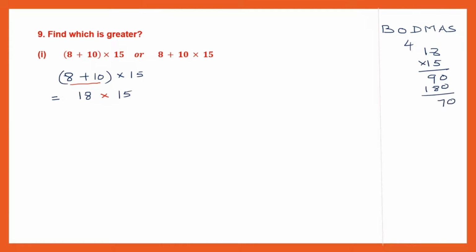0, 8 plus 9 is 17, carry 1, 270. So here we have got 270. Now let's see on the other side what we have.